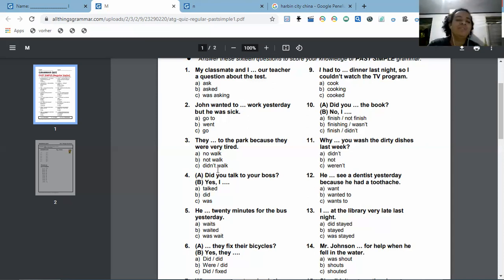Why don't we put verb two? Didn't walk with ed. Why was it in verb one? Why was that? Didn't walk. Didn't sing. Didn't swim.